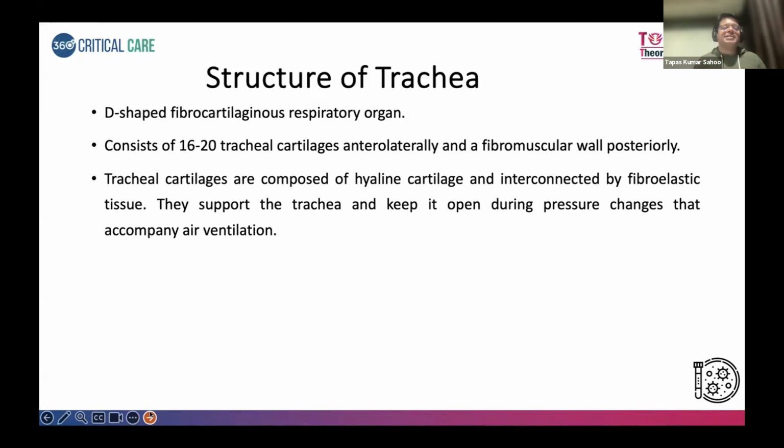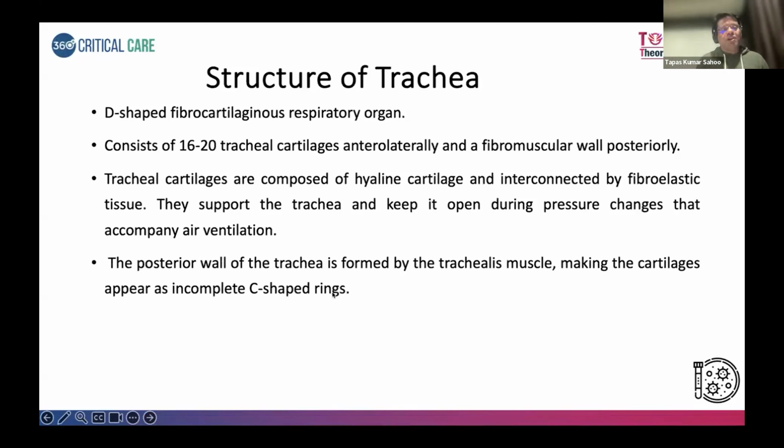Now, tracheal cartilages are composed of hyaline cartilage and interconnected by fibroelastic tissue. So all the cartilages would be hyaline, interconnected by fibroelastic tissue. And what is the significance of that? They support the trachea and keep it open during the pressure changes that accompany air ventilation. Otherwise, it would collapse during your expiration. That we don't want in the normal anatomy or physiology.